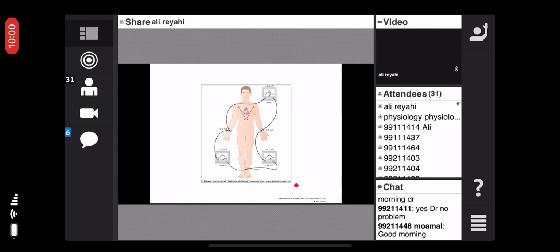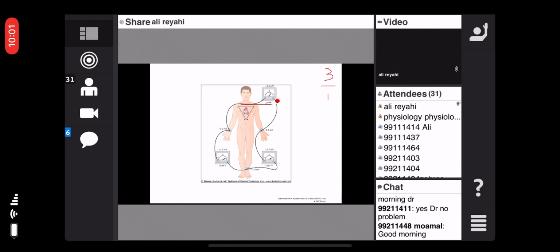We can put different electrodes on different positions in the bipolar recording of the electrical activity of the heart. We can place the electrode in three different situations. First one, which is called lead 1.